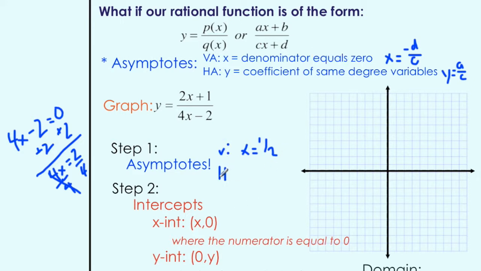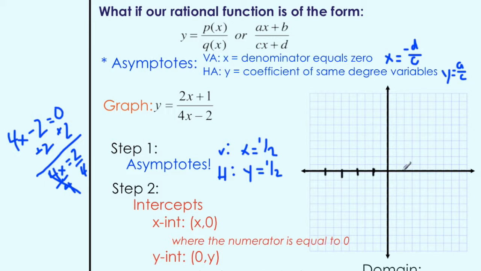My horizontal asymptote is at the line y equals whatever the coefficient of same degree variables are. So you'll notice here that the degree of the numerator is 1, the degree of the denominator is 1, so I'm looking at the coefficients. Again, 2/4, so at y equals 1/2. Now this is going to take me an extra couple seconds. I'm going to scale this so that every 2 marks is actually 1, so that you can see your 1/2 nicely.